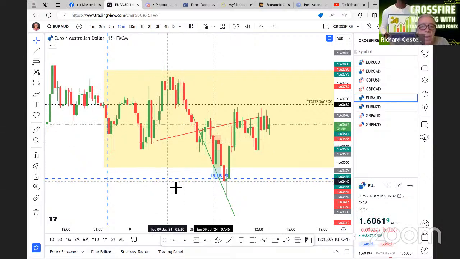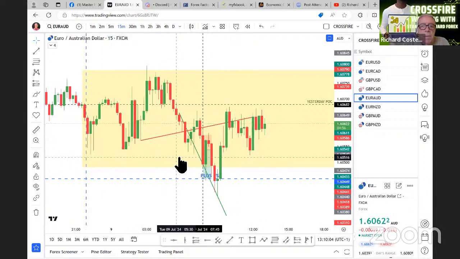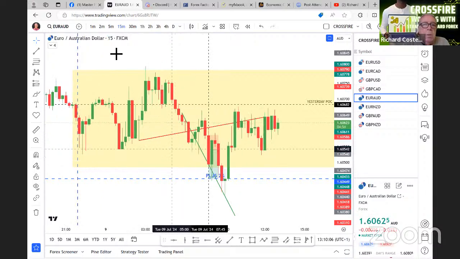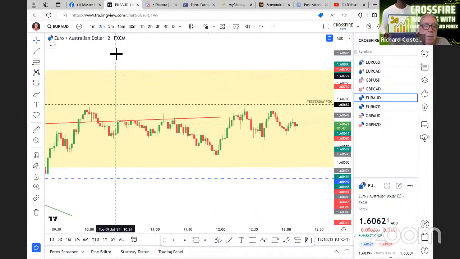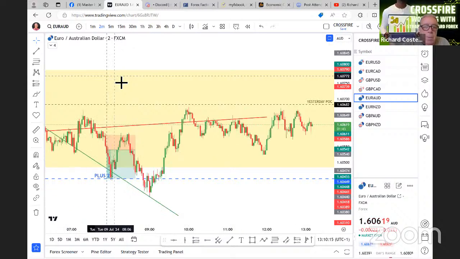I'm going to zoom in a little bit further. I'm going to drop down to the 2-minute chart. I take most of my trades on the 2-minute chart. So I need to find that 6 o'clock again. There we go.